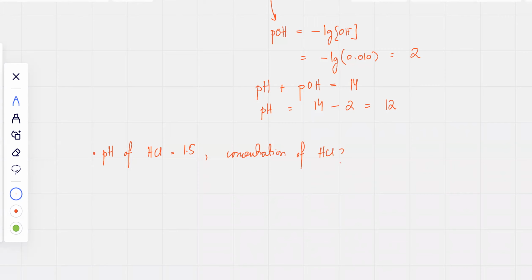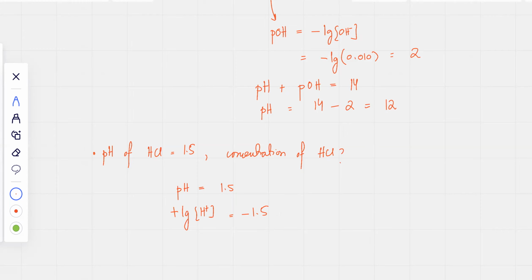How would you find that? You know that pH is 1.5, right? What is pH? Now you have to do the reverse. pH is the negative of the log of the concentration of H+1 ions, and that value is 1.5. The first thing is you're going to take this negative sign over here and take it to the other side. So the negative sign goes to the other side, and then you take the anti-log of both sides.